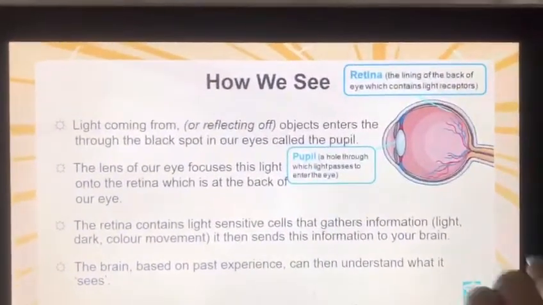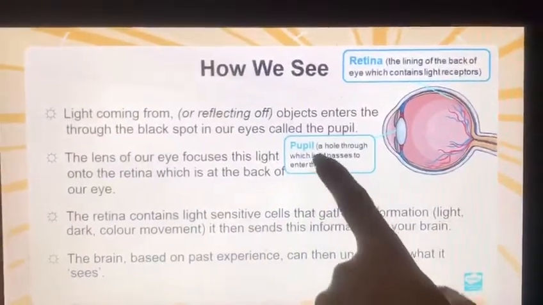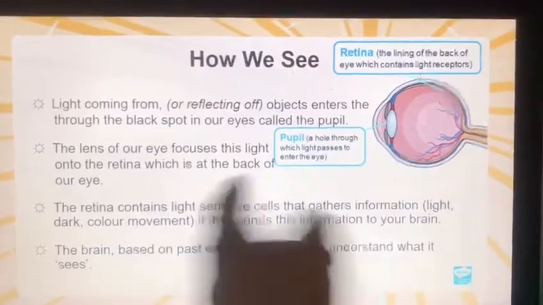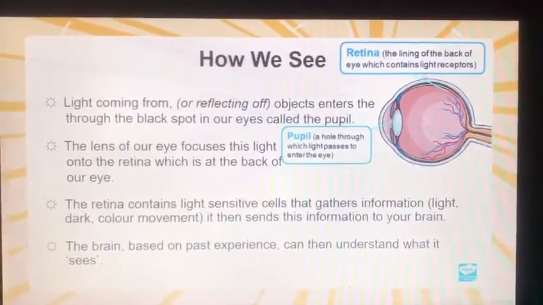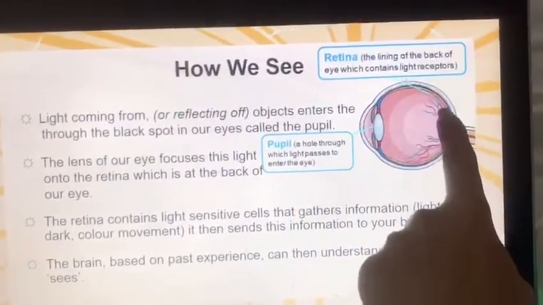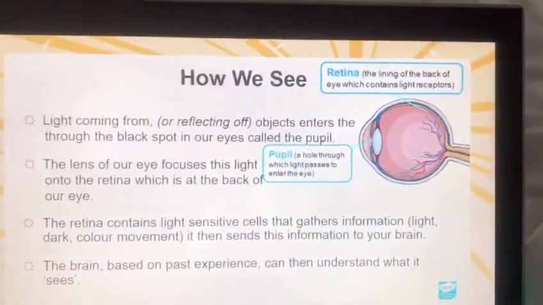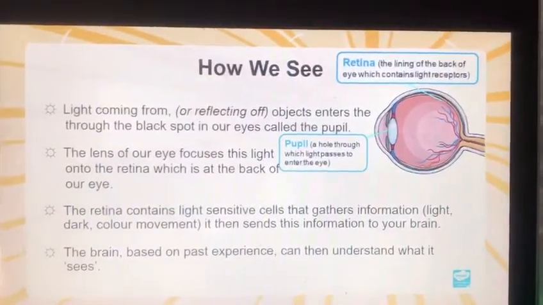So if you look over here at the picture of the inside of our eye, we've got a pupil, a hole through which light passes to enter the eye, so it's a black spot in the middle of our eyes. And the retina is this orangey bit back here, the lining at the back of the eye, which contains light receptors.